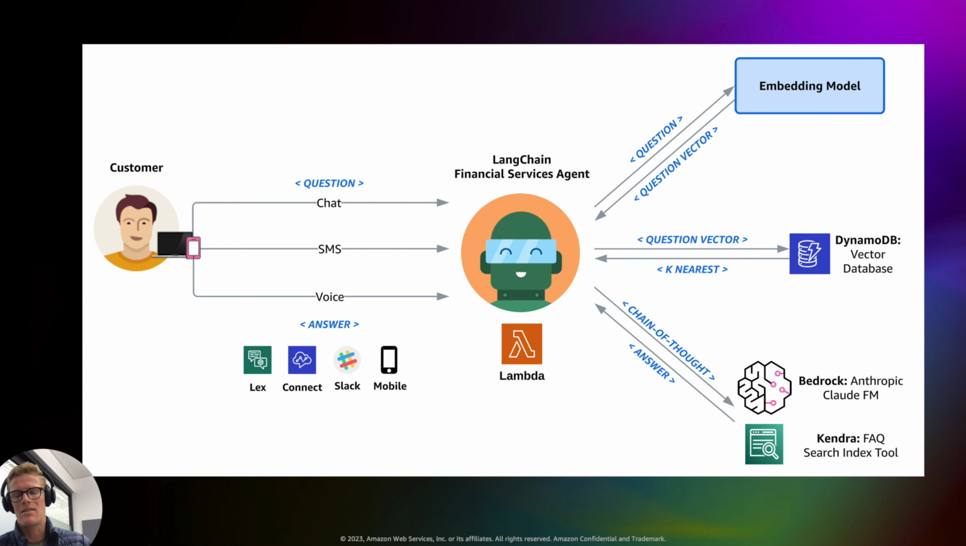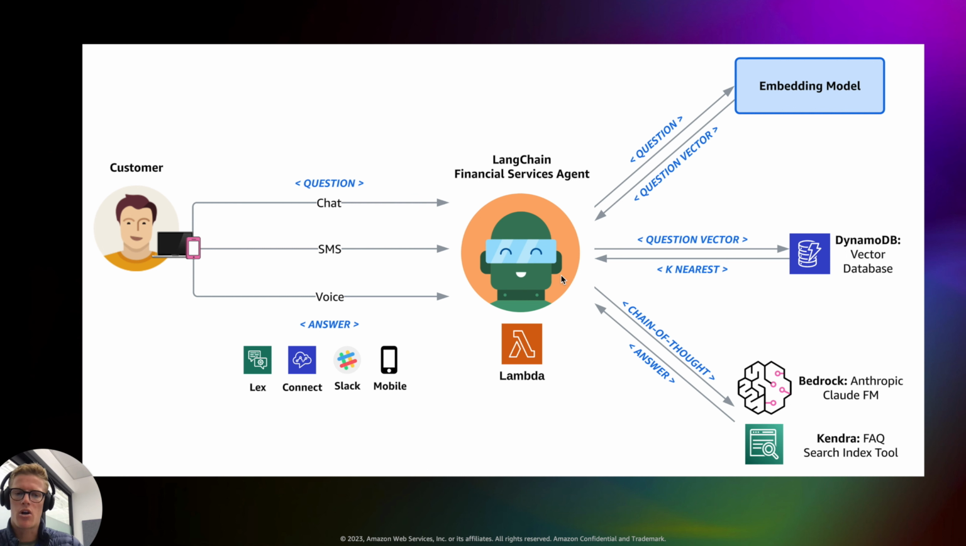The financial services agent itself is empowered using LangChain as our interface to multiple different libraries that help us interface with the foundational model, Anthropic Claude, on the back end. So every customer question comes in over one of these three channels and is processed by the agent that's implemented through that Lambda handler. Each question gets vectorized using a LangChain library to take that question and turn it into a numbered representation of that question, so we can map that against our contextual chat history. So every question vector gets mapped against its k-nearest neighbors within a DynamoDB vector database, so we can pull the relevant chat history and include that into our prompt for the foundational model.